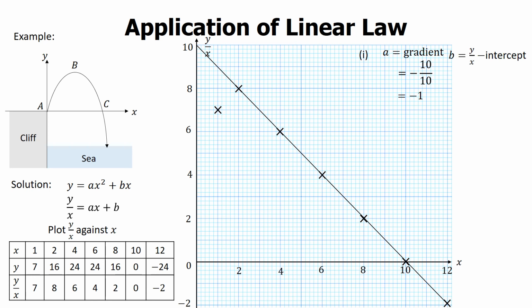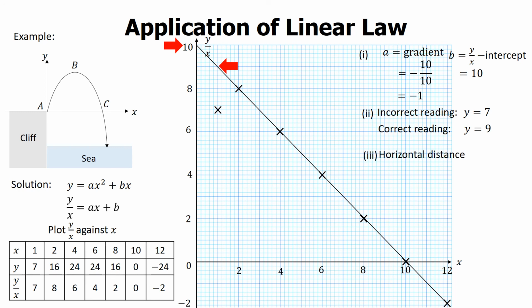And b will be the y over x intercept. So this is the point. We can see that b is equal to 10. Number 2, the incorrect reading for this case will be y over x equals 7, which is y over x is 7, y is 7 as well. And the correct reading should be y equals 9, which is at this point.